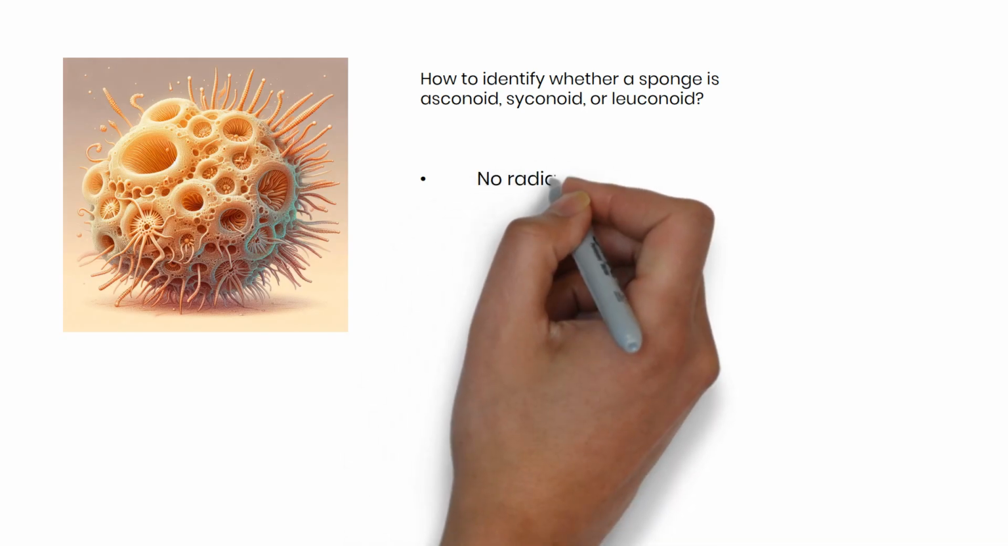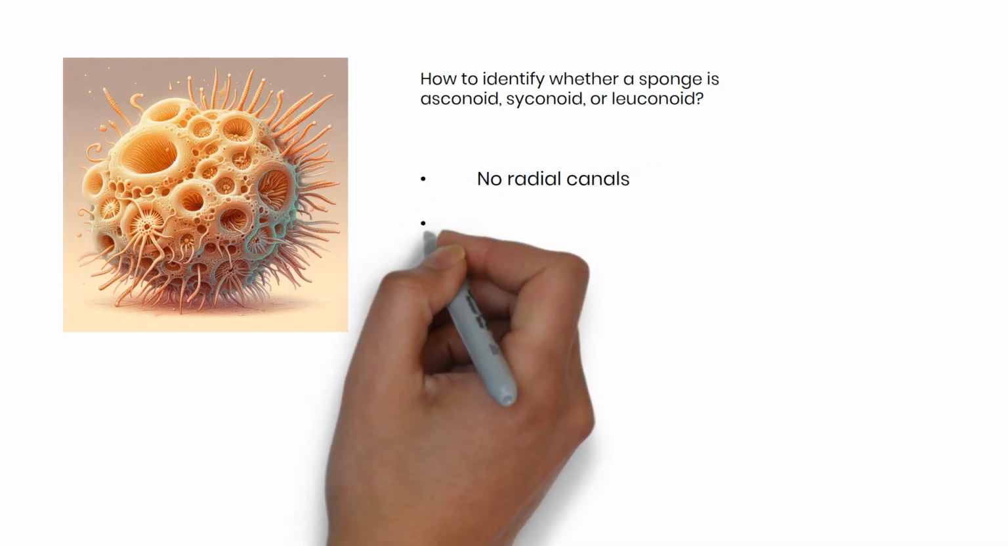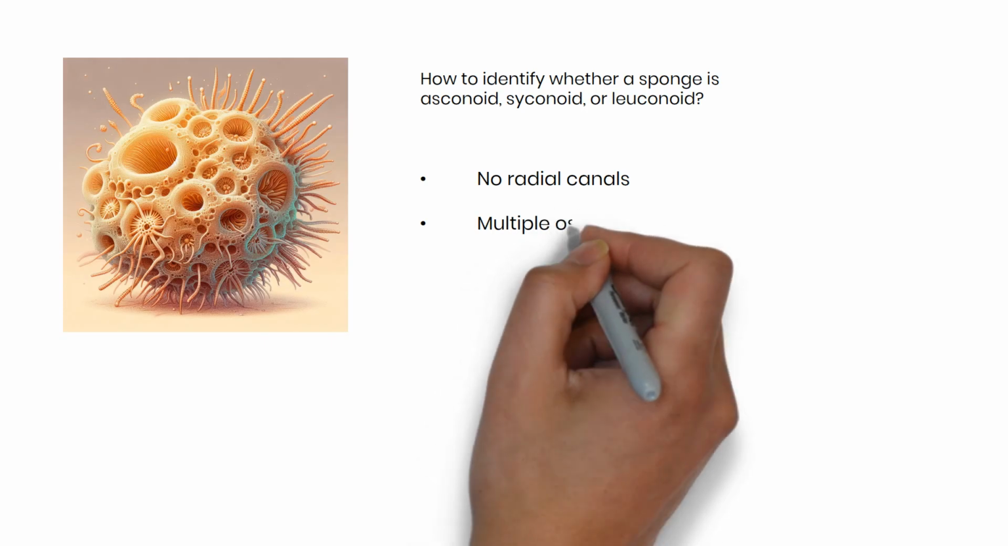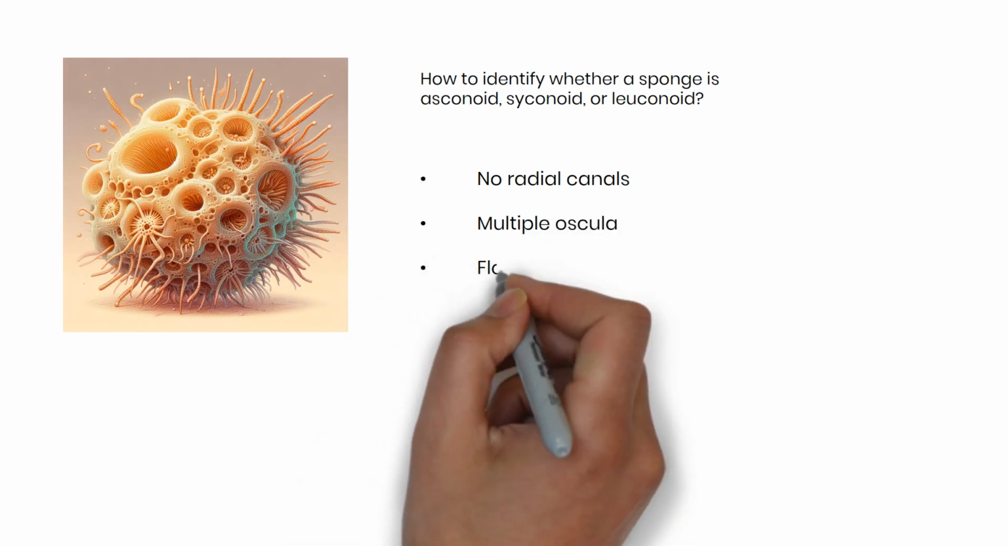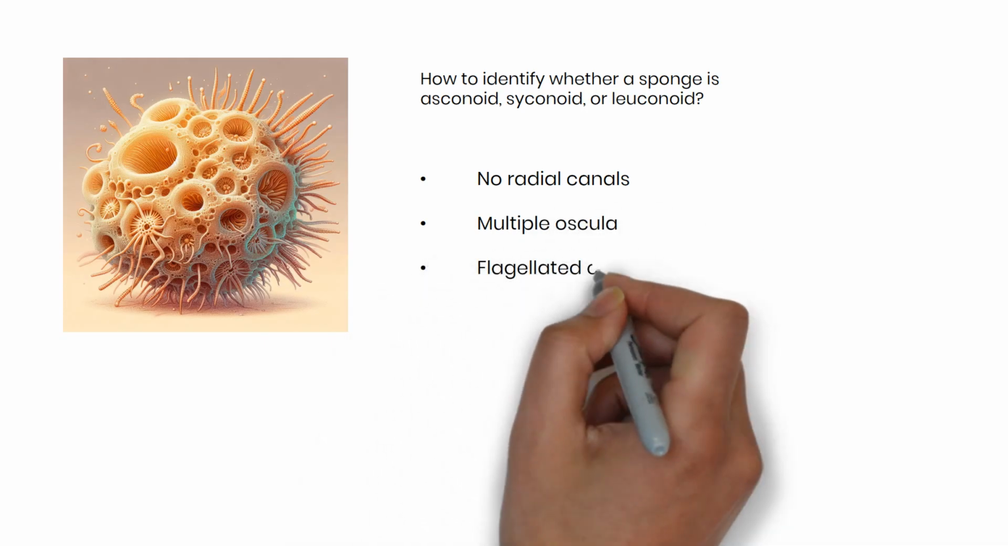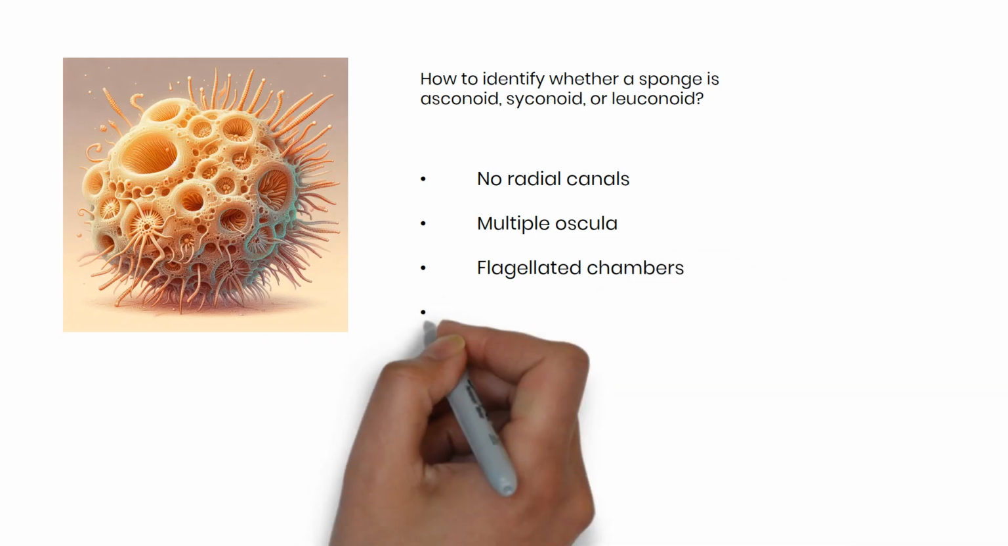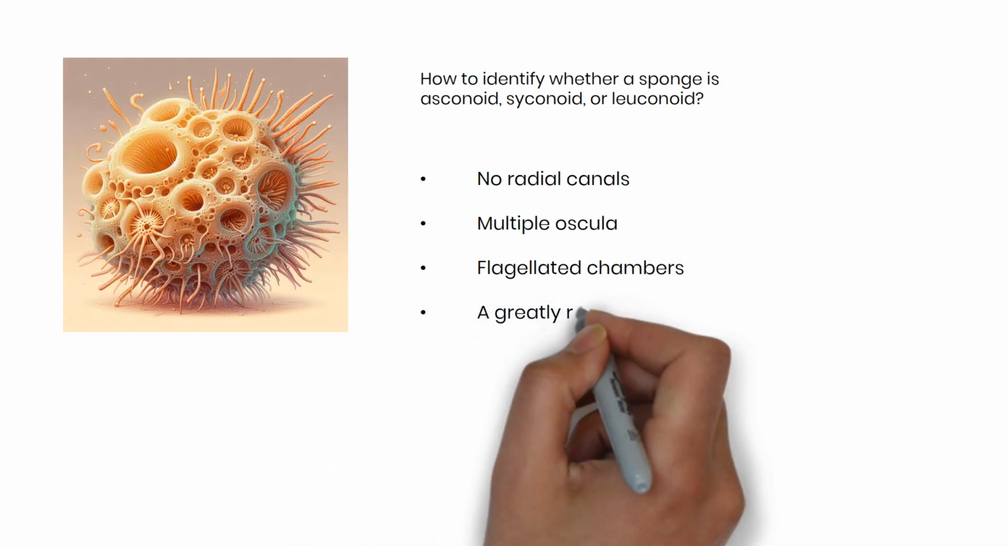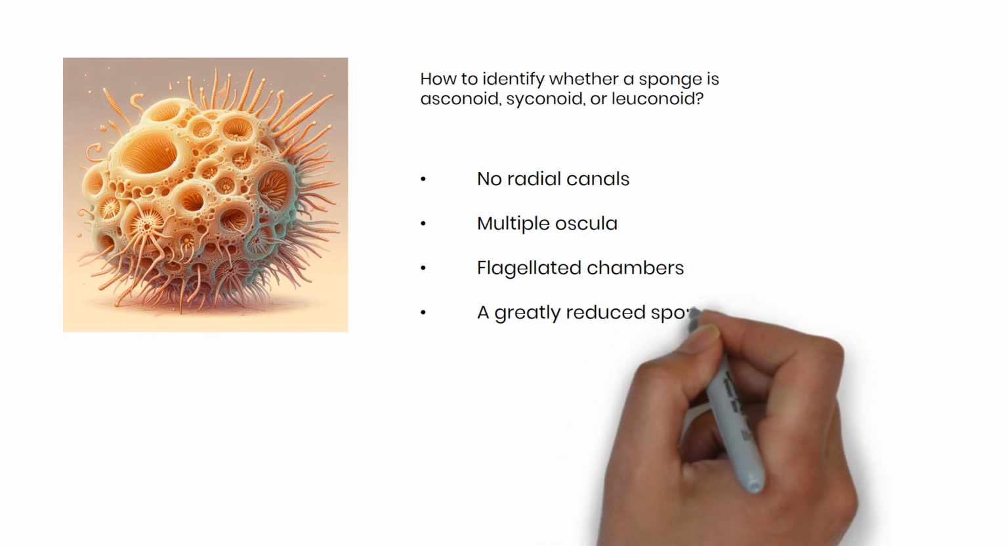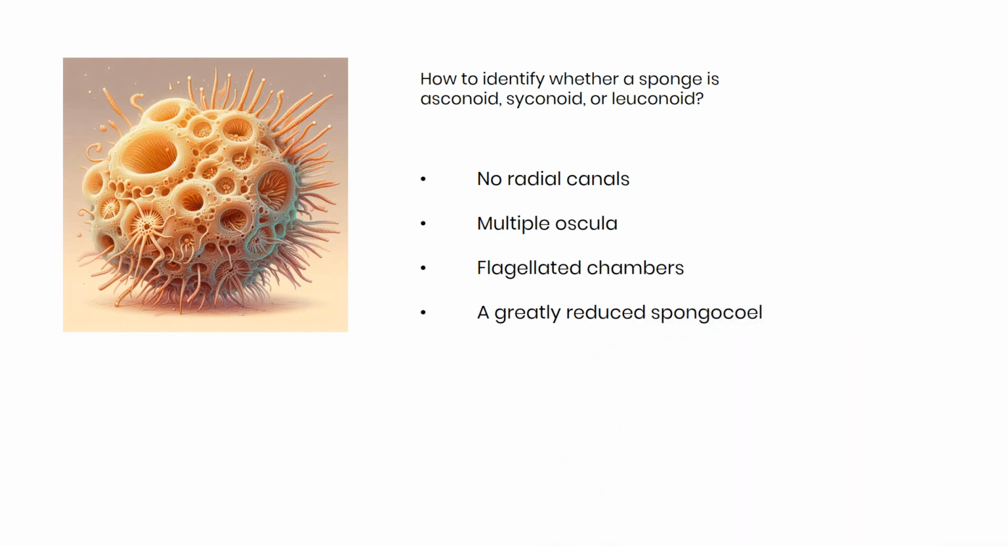Here's the scenario. A sponge species is observed with the following features: no radial canals, multiple oscula, flagellated chambers, a greatly reduced spongocoel. A student claims it must be syconoid because radial canals are absent. But is this correct? Let's analyze it carefully.